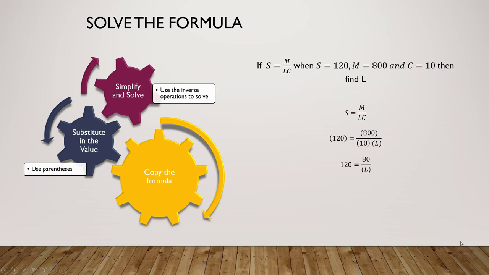Notice that L is not isolated. It is not alone on one side. So we will first multiply both sides by L to get it out of the denominator. And then we will divide both sides by 120 to get L is equal to 80 over 120, which reduces to 2/3. So our value of L here is 2/3.